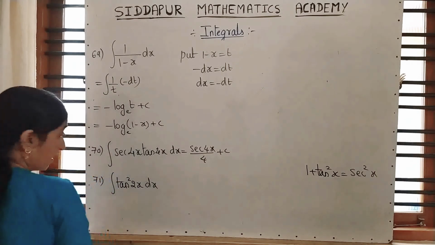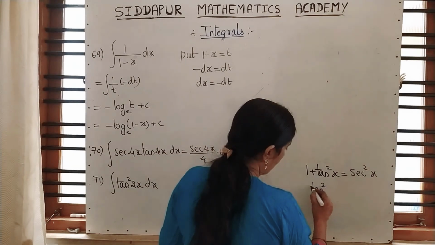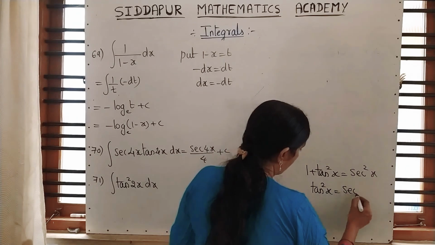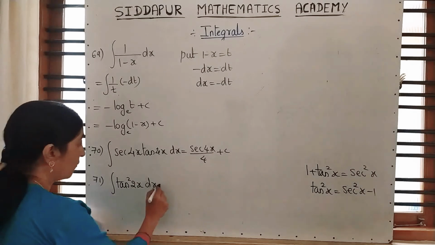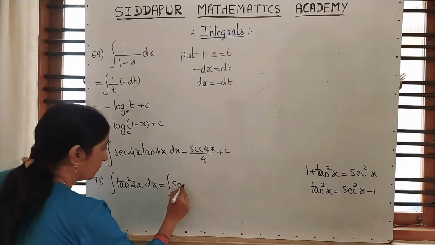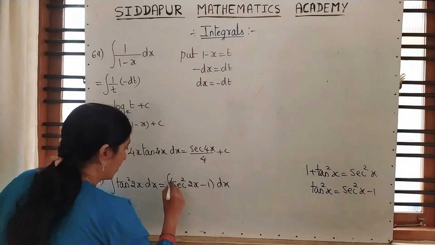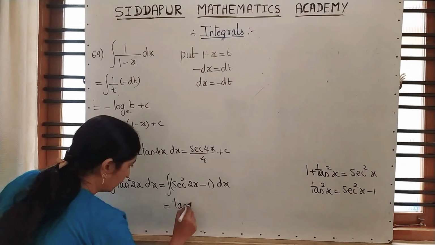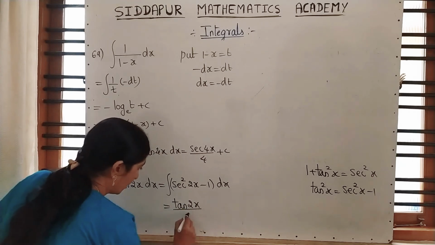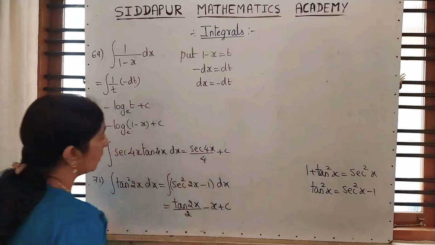What is tan square x? Tan square x is secant square x minus 1. In place of x we have a 2x. Secant square 2x minus 1. What is integration of secant square? Tan 2x divided by 2. Integration of 1 is x plus.